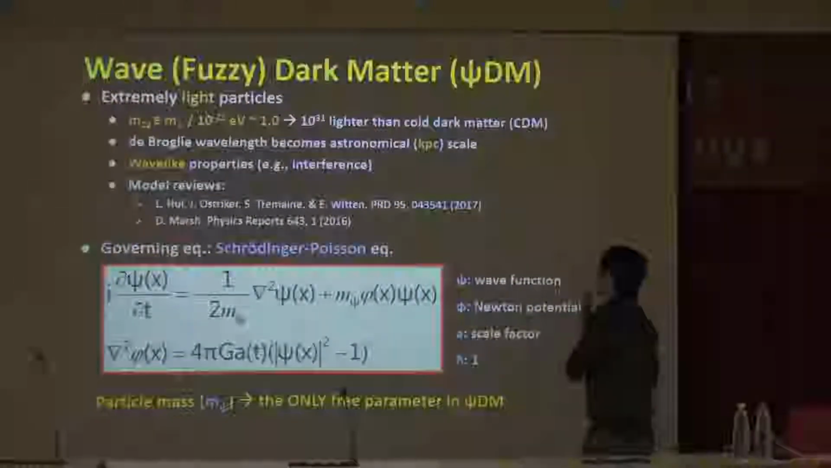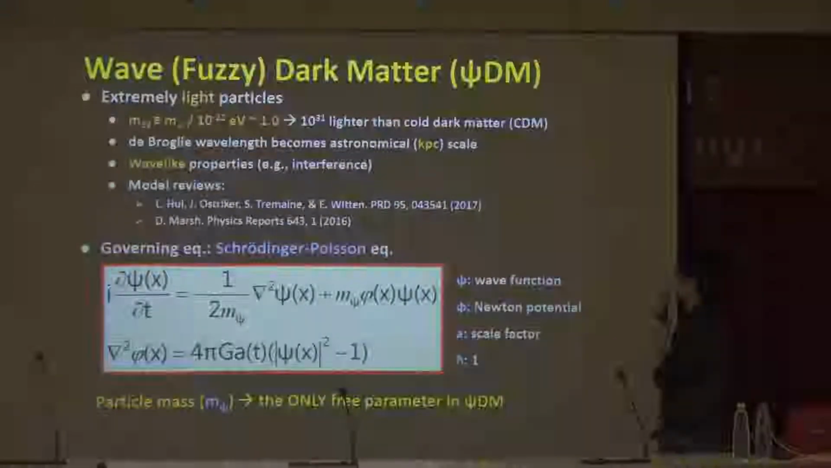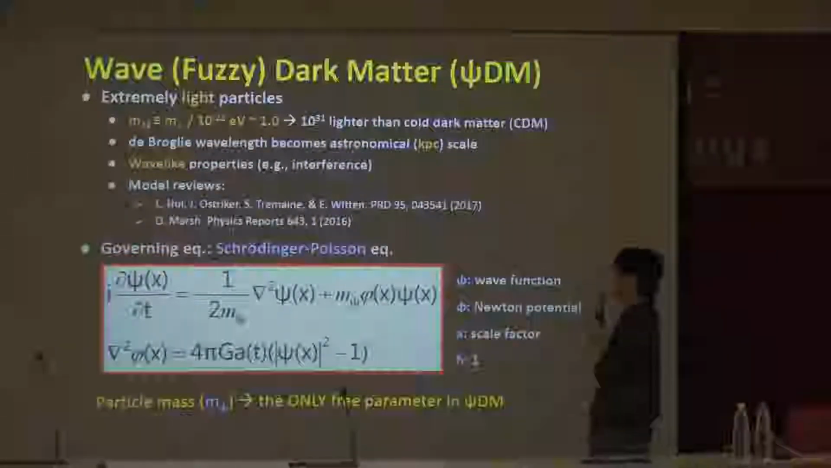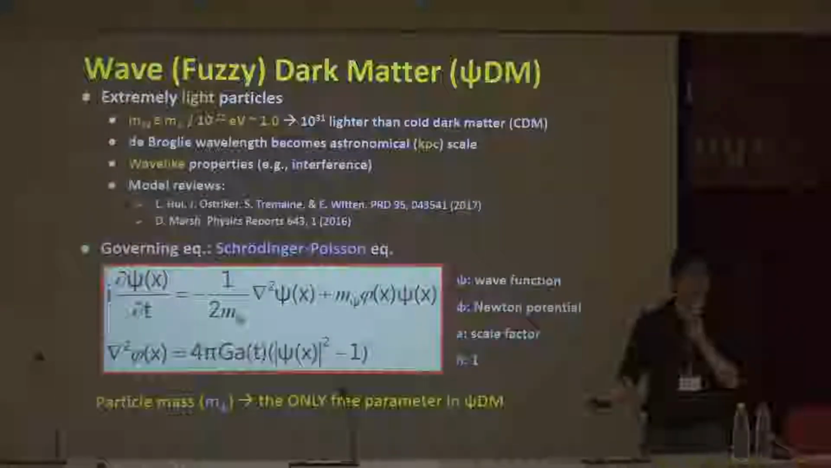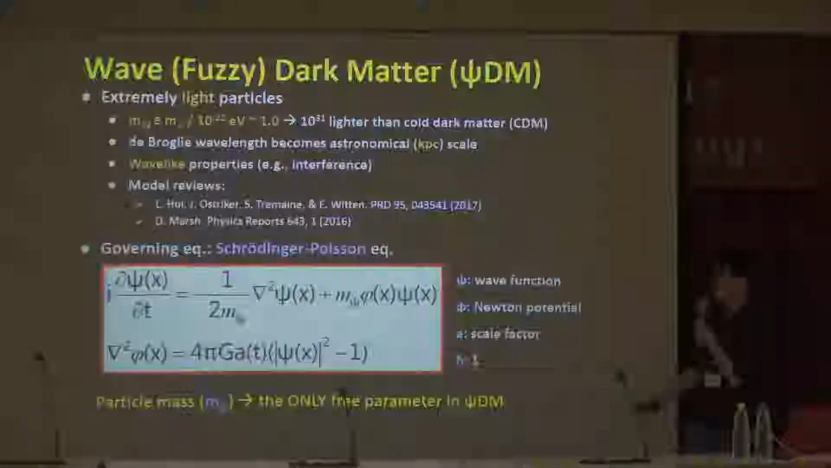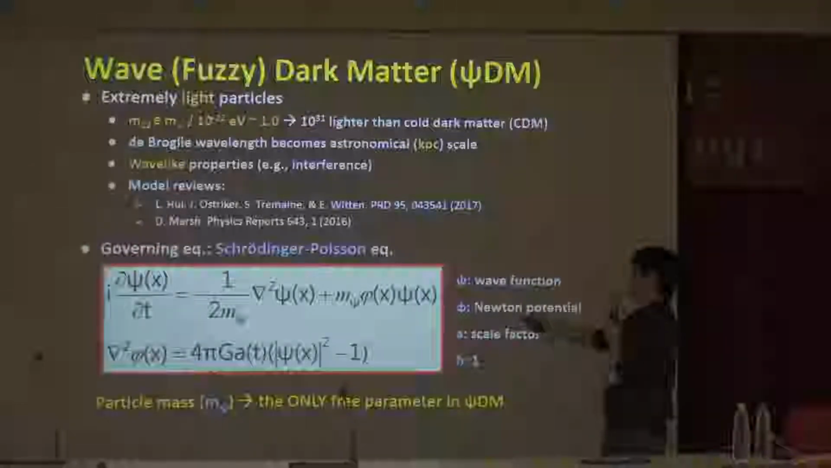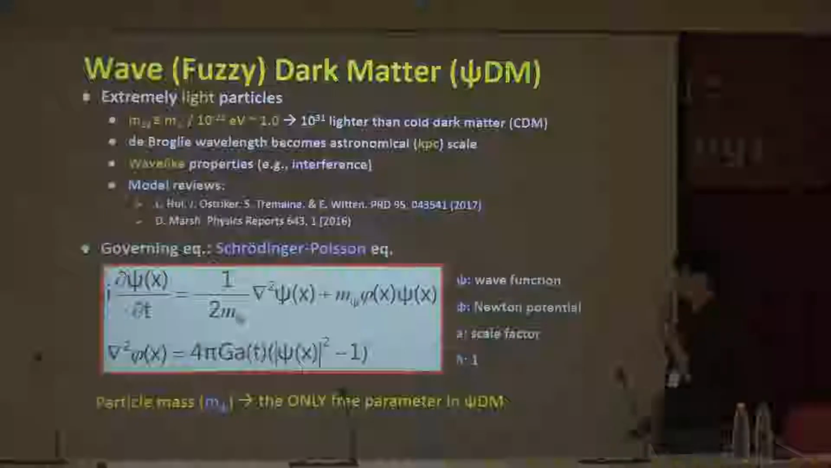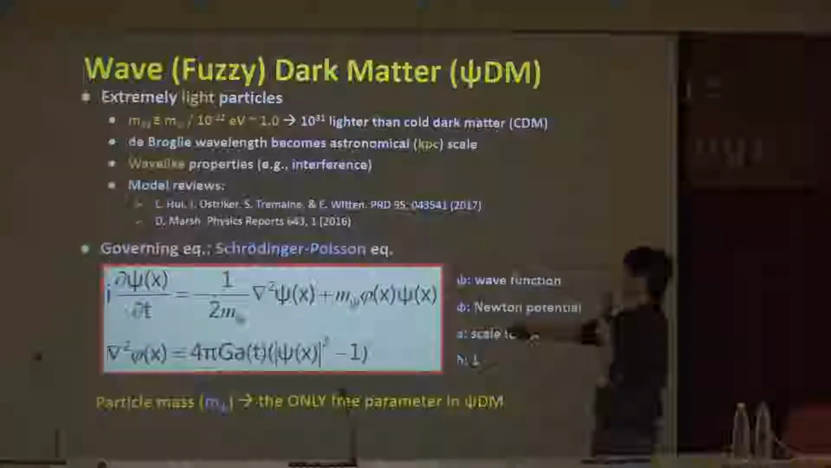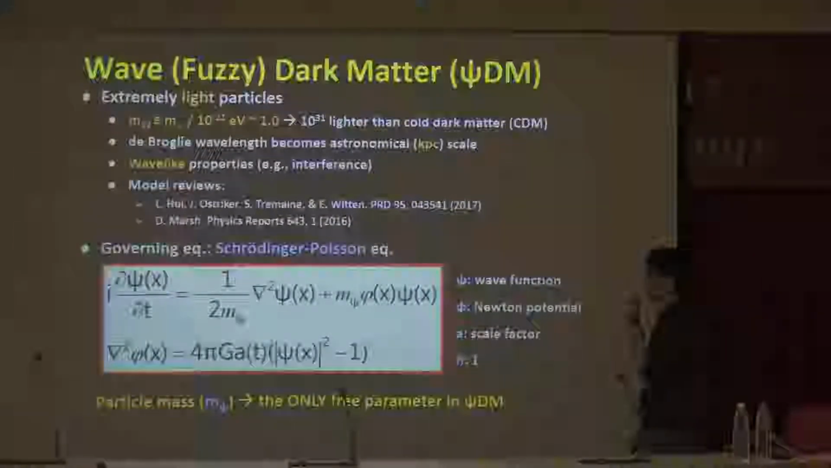So it's about 10 to the 31 times lighter than the conventional standard CDM model. And because of such a small particle mass, its de Broglie wavelength becomes astronomical scale, on the kiloparsec scale. So it will show many wave-like properties such as interference. That's why we call it wave dark matter. For the model reviews, you can refer to these two papers.